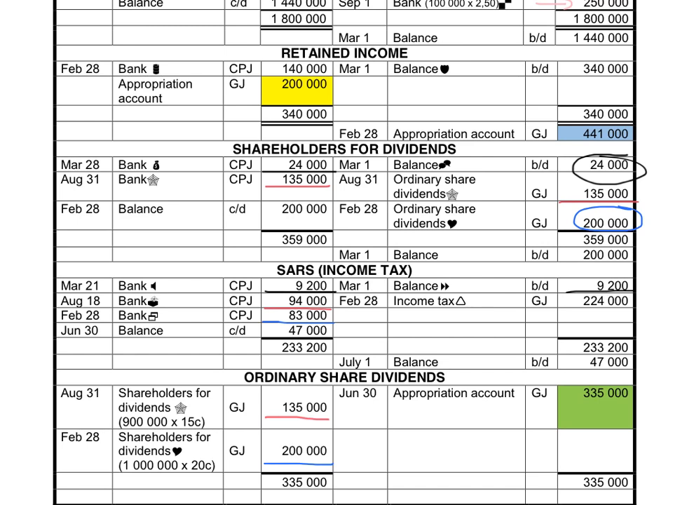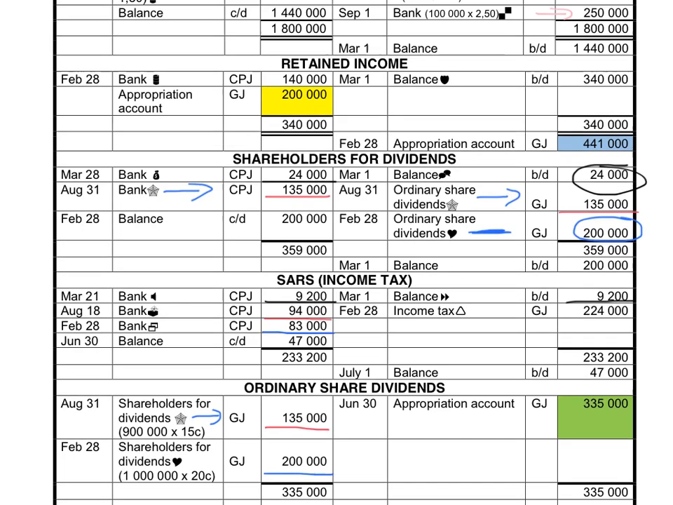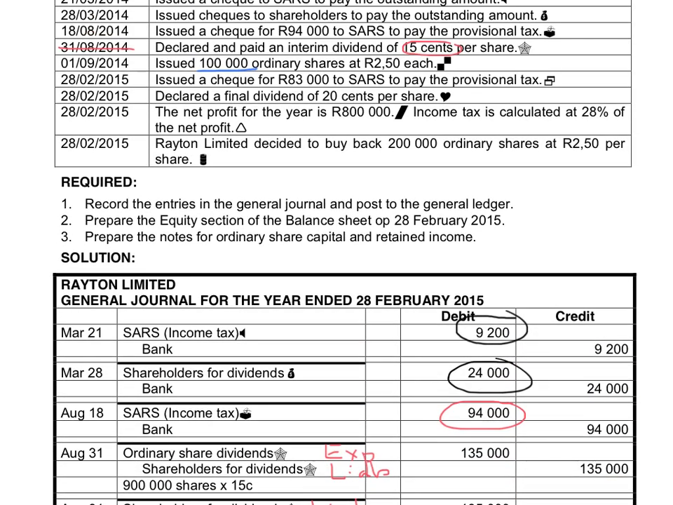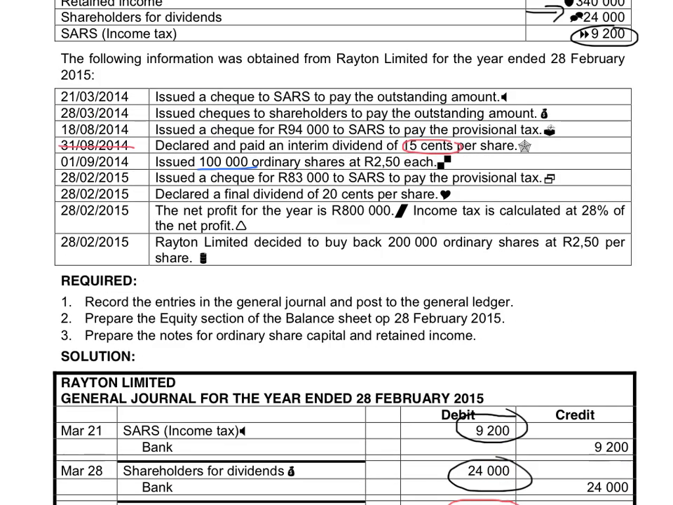With the interim dividend, they said declared and paid. That means that you declared it and you recorded the entry in ordinary share dividends on the debit side and credited shareholders for dividends. And we paid it immediately. That's why you debited shareholders for dividends. The final dividend at the end of the year is not paid. They only say declare this dividend. So it means that it's not paid immediately. And that amount is still outstanding and will be paid at the beginning of the next financial year.